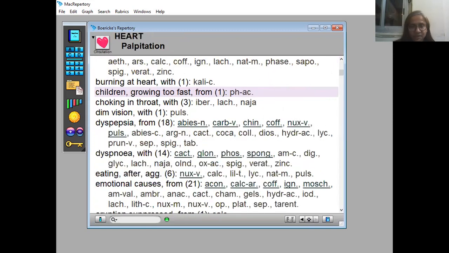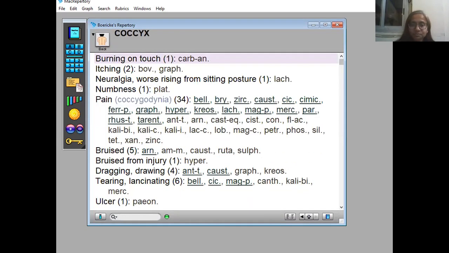Heart palpitation, children growing too fast. You might have seen children, 12 or 13 years old boys, having a height of 5.5, growing very fast, and sometimes they experience palpitation of the heart. This is a very good remedy: Acid phos. Coccyx burning on touch.